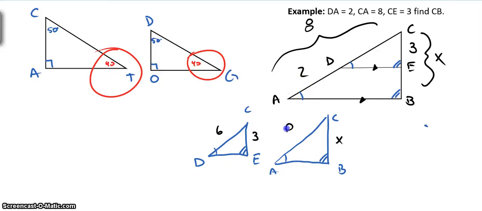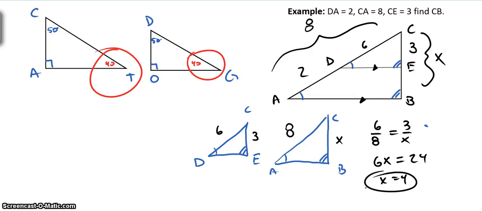And AC we know is 8. And again, we got 8 minus 2 to get 6 there. So when we set up my proportion, I have 6 is to 8, little is to big, as 3 is to x, little is to big. So I get 6x equals 24. So x is 4. And it wanted me to find CB, and that's what I did. x was 4, CB was 4. Alright, so that's how we apply angle-angle similarity to solve the problems.